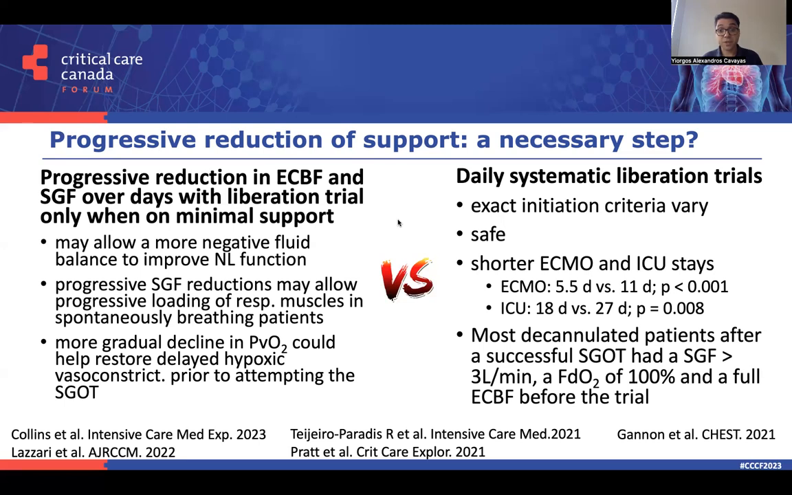after a successful SGOT, had a sweep gas flow over 3 liters, an FdO2 of 100%, and full extracorporeal blood flow before the trial was performed. So they were on full support, and they could be decannulated successfully.